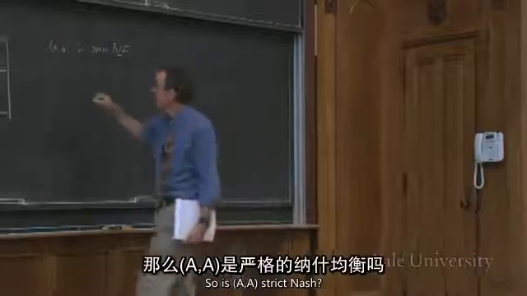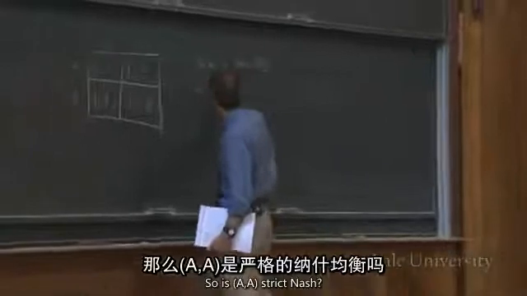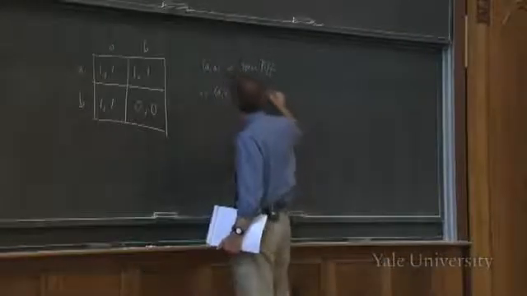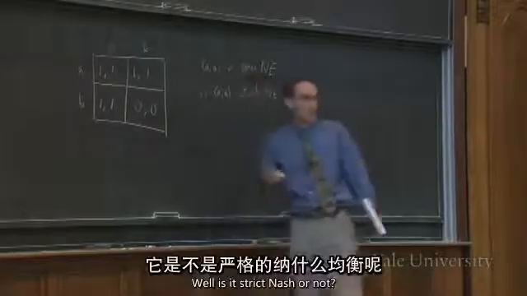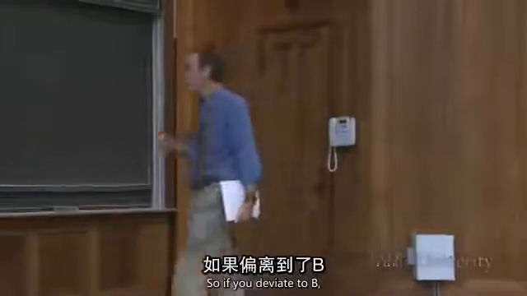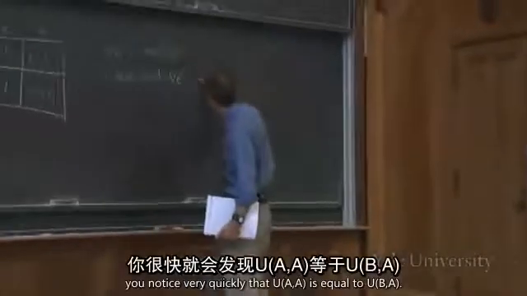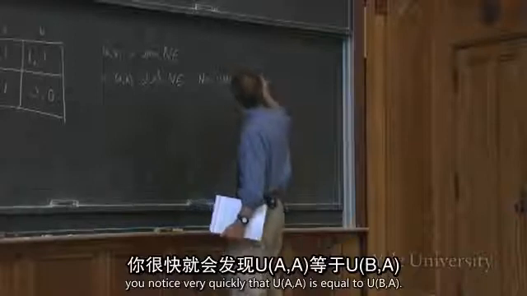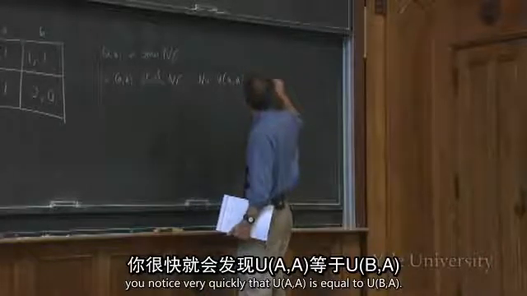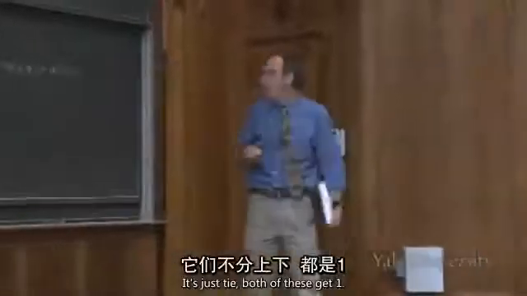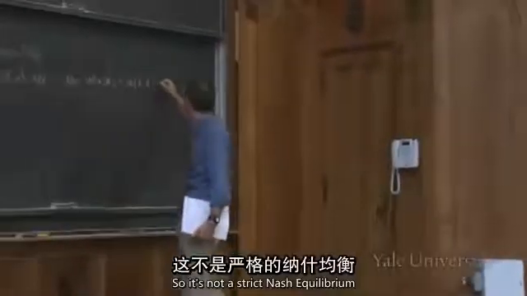All right, so is AA strict Nash? Well, is it strict Nash or not? It's not, right? So if you deviate to B, you notice very quickly that UAA is equal to UBA. Is that right? It's just a tie. Right? Both of these get 1. So it's not a strict Nash equilibrium.